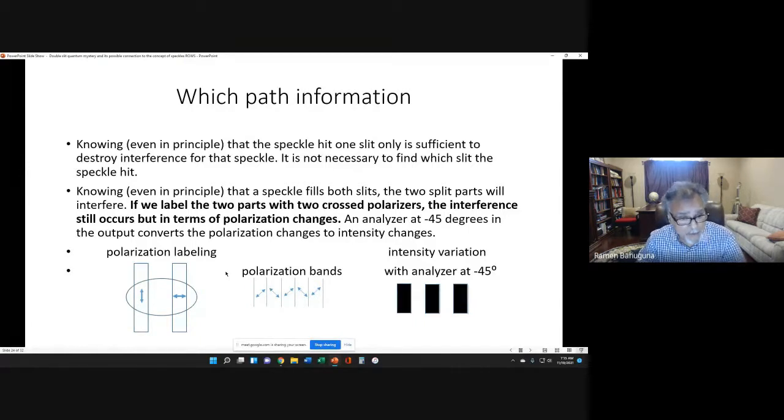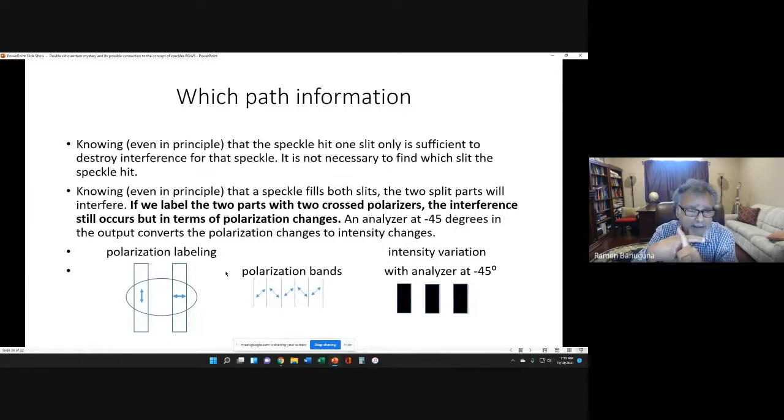And because we have labeled it, by checking the polarization of the photon that comes out, if it's vertical, we know it came out from the first slit. If it is horizontal, we know it came out from the second slit. And that is sufficient to destroy the interference. That's the reason people give. Now, let me say that cross polarizations do interfere.